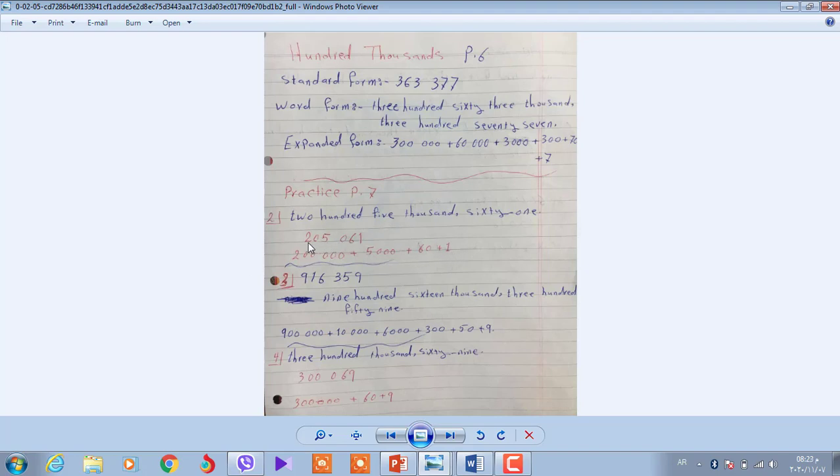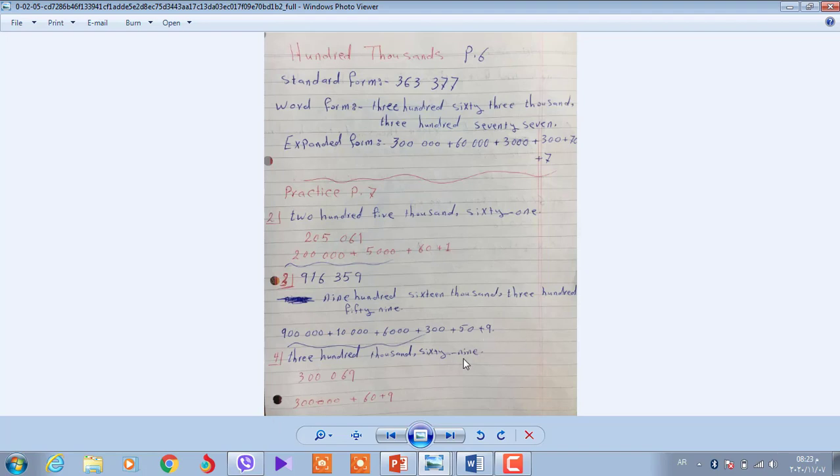Okay, dear student, because we have 2 in the 100,000s place, we don't have any number in 10,000s, so we go to the thousands place, where we have 5, so we write plus 5,000. In hundreds we have 0, so we go to the tens place, where we have 6, plus 60. In ones we have 1, so plus 1.